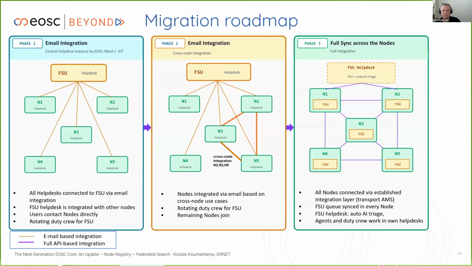So we decided to go in basically 3 steps. So we defined 3 phases. In the first phase, we start with a simple email integration of all the nodes to the FSU helpdesk and establishing the rotating duty crew for the FSU. In the second phase, we enhance this setup and also provide cross-node integration, not only integration to the FSU helpdesk, and include the remaining nodes. And finally, we come to the full synchronization across all the nodes. So the FSU unit becomes basically uniform and synchronized across all the help desks and also with the FSU help desk.